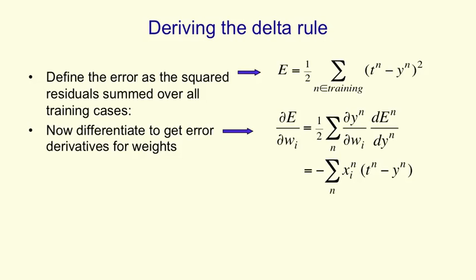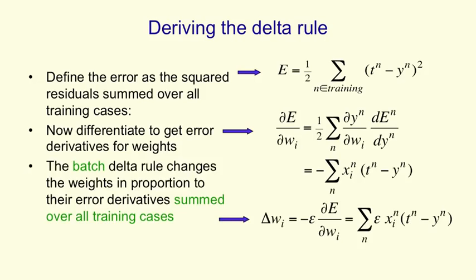The reason the first one, dy by dw, is written with a curly d is because it's a partial derivative. That is, there's many different weights you can change to change the output, and here we're just considering the change to weight i. So dy by dwi is actually equal to xi, and that's because y is just wi times xi. And dE by dy is just t minus y, because when we differentiate that t minus y squared and use the half to cancel the 2, we just get t minus y.